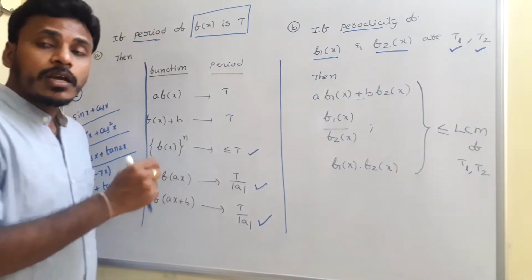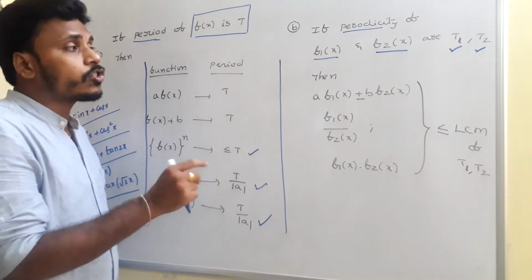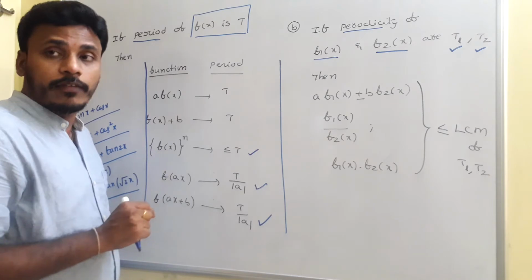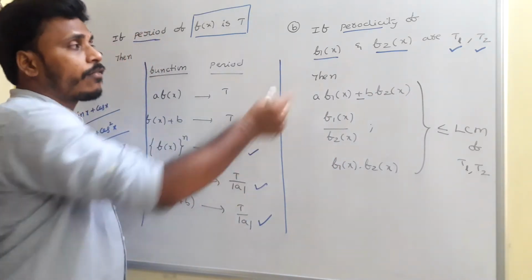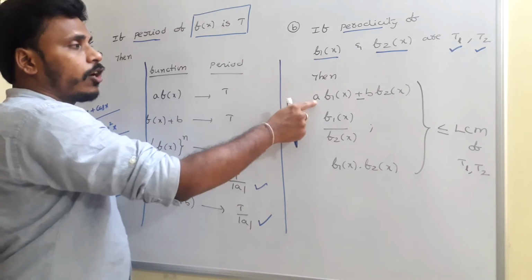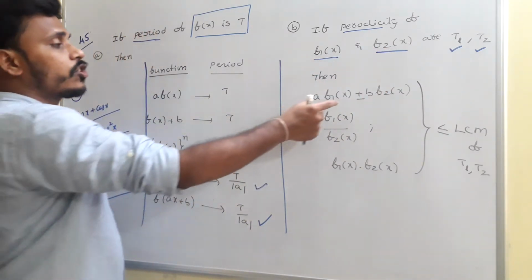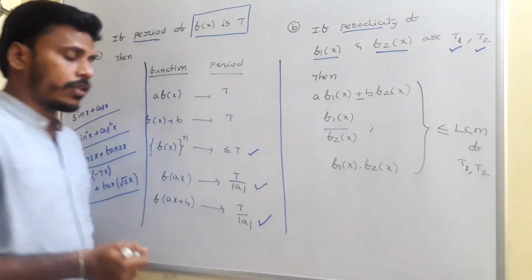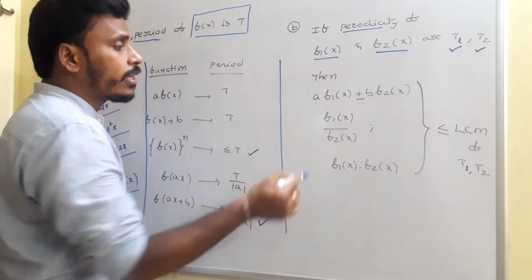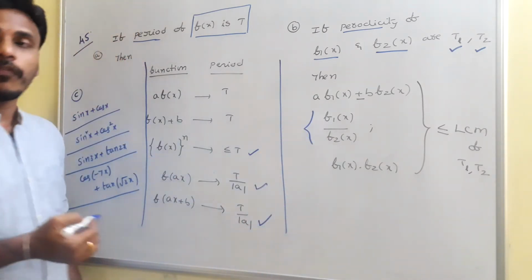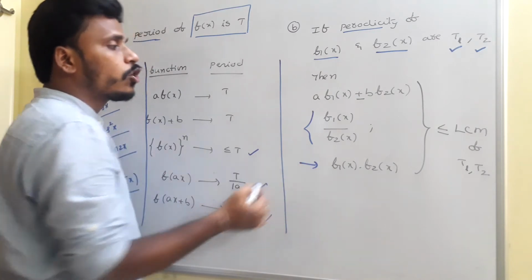Then in that case, what can you say about the periodicity of the functions which are a combination of these two, f1 and f2? So a f1 of x plus or minus b f2 of x. First function multiplied with any constant, second function multiplied with any constant. And these two, a f1 of x and b f2 of x, just connect them with either plus or minus sign. Like that, okay? f1 of x divided by f2 of x. Again a combination of f1 and f2. f1 of x into f2 of x.